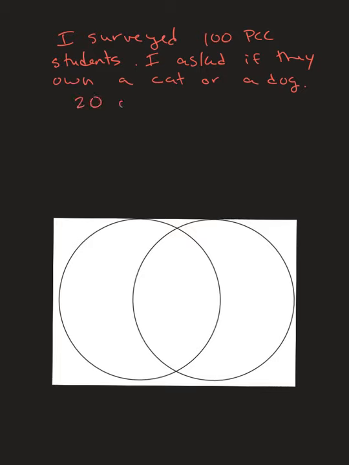20 owned a cat, okay. 70 owned a dog, right, and 10 owned both. Okay, and so what I'm going to do is fill in the Venn diagram.